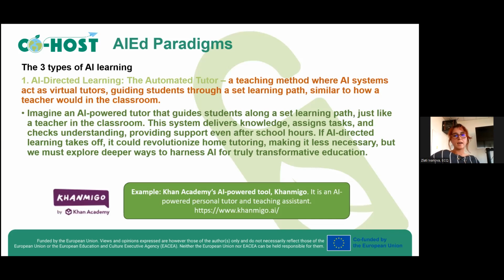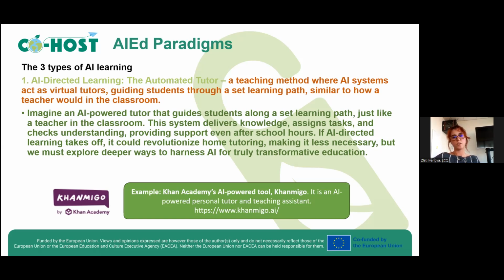Now we have the AI education paradigms and the three types of AI learning. We have AI-directed learning, which is a sort of automated tutor, where AI systems act as virtual tutors and guide students through a set learning path. It's kind of like an online course, which you could take on Coursera, for example, but it's a bit more personalized because it evaluates the student's pace and how much information they have retained, and it harmonizes the pace according to the data that it receives.